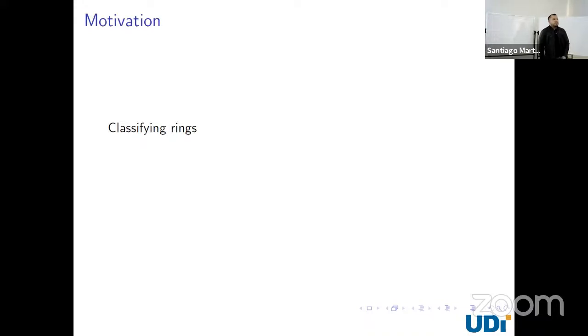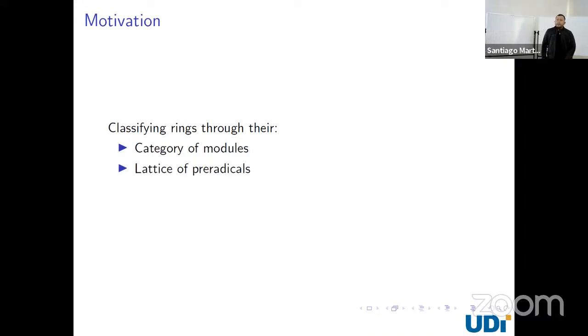It's well known that in module and ring theory, there are many ways to define a ring. So it's very important to classify them. If we read the literature around this classification, most of it has been through the category of modules. However, lately here in Mexico, for the past 20 years, it has been very interesting to do this classification using the lattice of radicals.